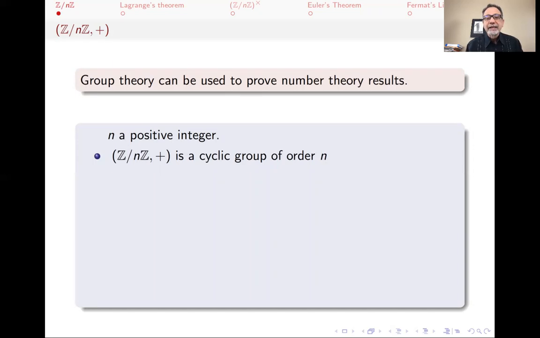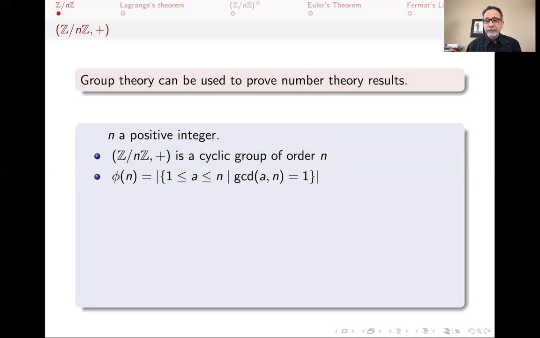We have proved that all cyclic groups of the same order are isomorphic. So for order 5, there's one cyclic group. For order 17, there's another one. For order 25, there's one. And Z mod nZ, the integers mod n, so that would be 0 through n minus 1, where the addition is modular addition. You add as usual, but then the sum is the remainder when you divide by n. That's a cyclic group of order n.